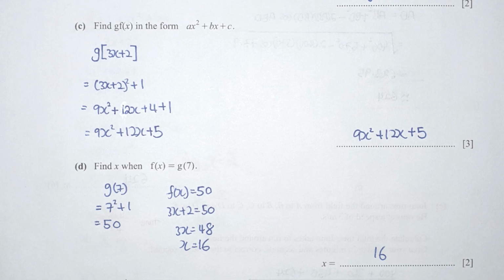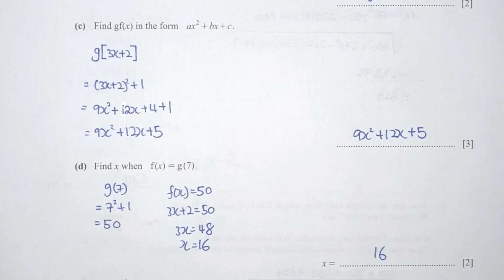As for c here, g f x in the form of x squared plus bx plus c. So your f x is now, no changes to it, so you just substitute the entire thing in. It will be 3x plus 2, and this 3x plus 2 here will be your new x. Hence you saw me putting bracket 3x plus 2 bracket squared plus 1. After expanding it and adding 1, it will be 9x squared plus 12x plus 5.